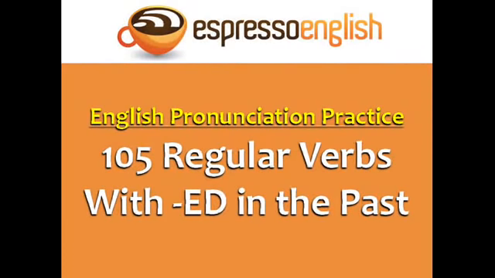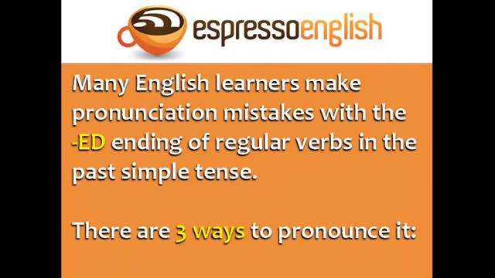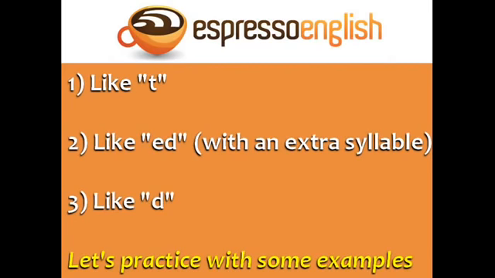English Pronunciation Practice: 105 Regular Verbs with ED in the Past, from EspressoEnglish.net. Many English learners make pronunciation mistakes with the ED ending of regular verbs in the past simple tense. There are 3 ways to pronounce ED in English: like T, like ED with an extra syllable, and like D. Let's practice with some examples.